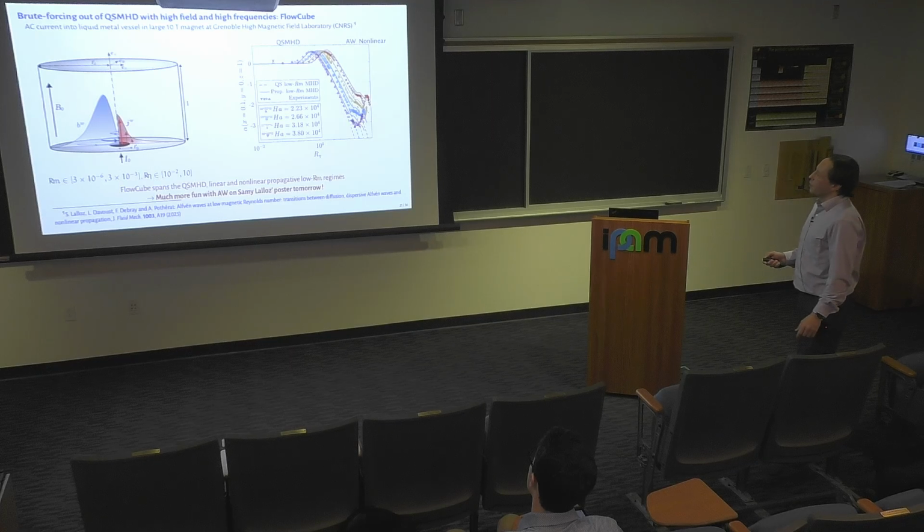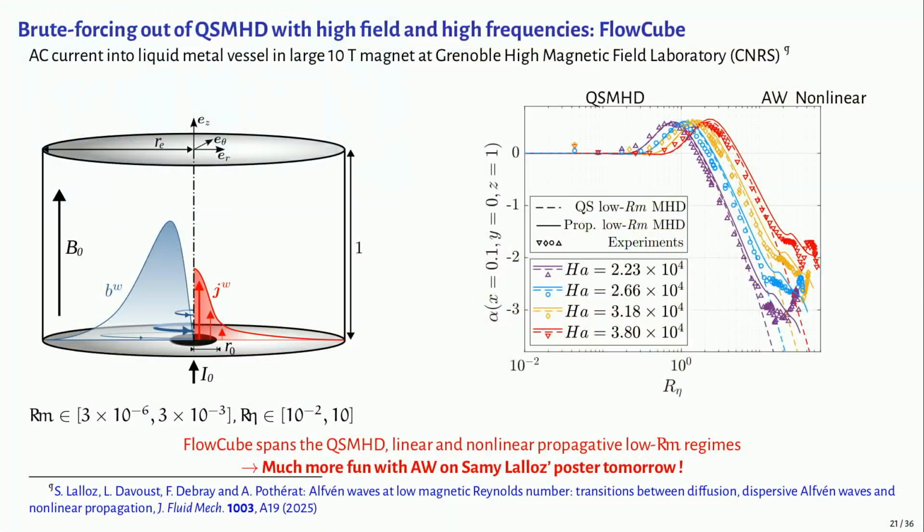The solid lines are the low Rm approximation, the dashed lines are the QS approximation. And you can see that at some point they separate. The data follows rather this one up to the point where it doesn't follow it. So when the data follows the QS, of course, we're in QS approximation. When it follows the solid line, we're in low Rm. When it stops following it, in fact, this is linear. This is a linear approximation. When it stops following it, we obtain nonlinear Alfvén waves. And that's still low Rm. The magnetic Reynolds number is 10 to the minus 6. So this is really, really low Rm, and we've got nonlinear Alfvén waves.